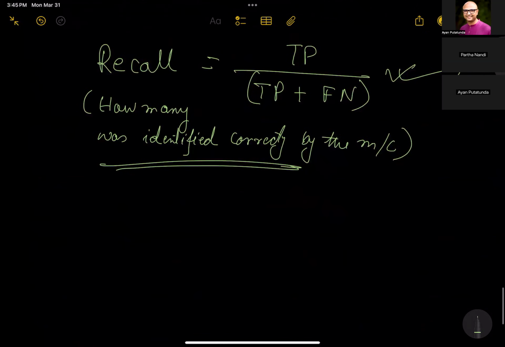I think there is another thing that we need to start. It is called F1 score and area under the curve, but we do not have time to go there. I'll stop the recording here for today.